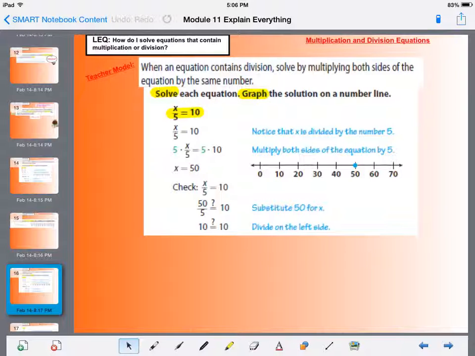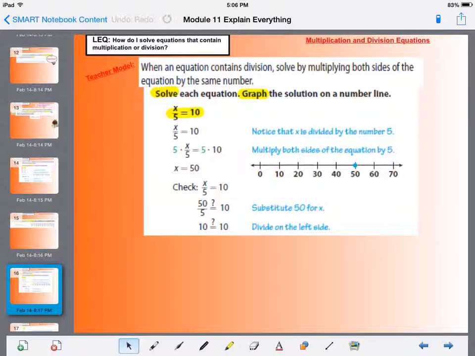When solving an equation that contains division, we're going to solve by doing the inverse operation, which is multiplying both sides of the equation by the same number. So in this example, x divided by 5 equals 10, we are trying to solve for x. Since this is a division, we're going to do the inverse or the opposite. So we're going to multiply both sides by 5. That way we can solve for x equals 10 times 5, which is 50. When we check it, we plug in 50 divided by 5. Does that equal 10? Yes, and so we can graph it.